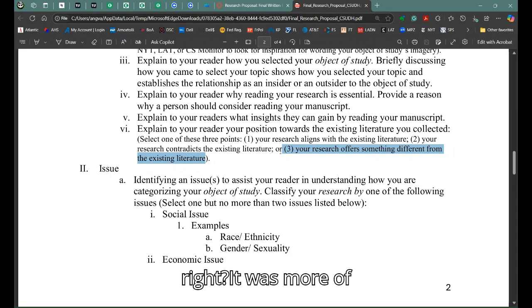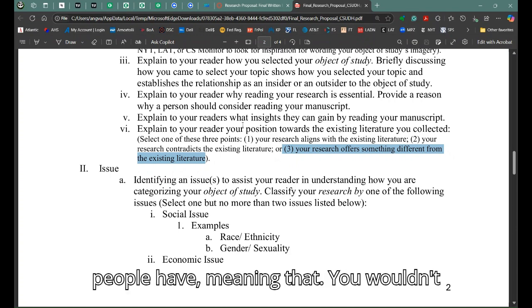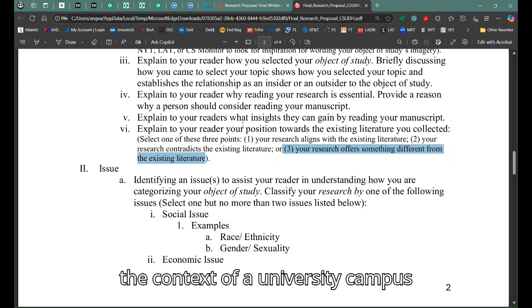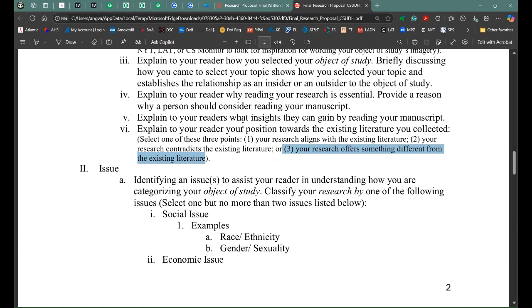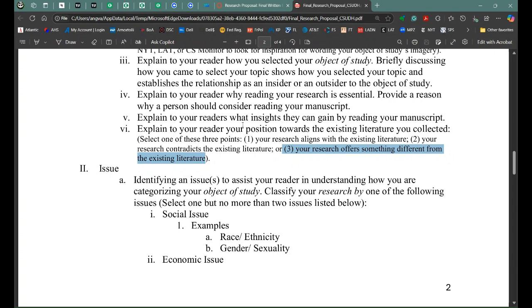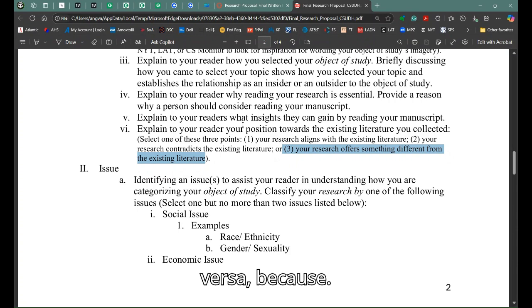Right. It was more about showing how these social spaces, or the milieu, do contribute to the type of conversations and interactions that people have. Meaning that you wouldn't necessarily treat a professor in the context of a university campus as you would treat your parents or your grandparents or some other older member of your family, and vice versa.